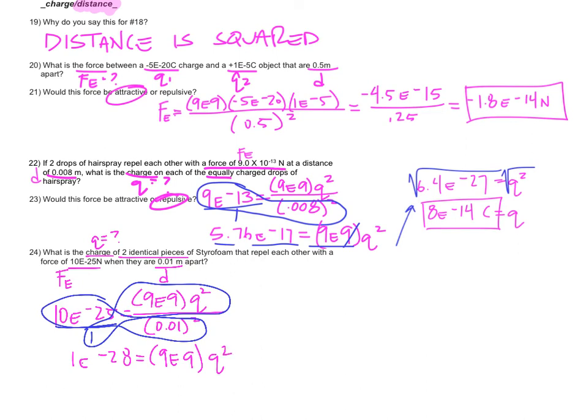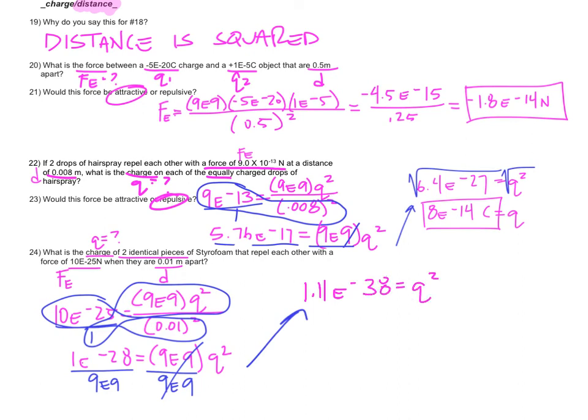Okay, next step will be to get q by itself, but it's being multiplied by 9e9, so I need to do the opposite, and that's to divide by 9e9. So the two 9e9s cancel out. Okay, I'm going to bring this over here to the right. So 1e negative 28 divided by 9e9 gives me 1.11 times 10 to the negative 38. And that is all equal to q squared.